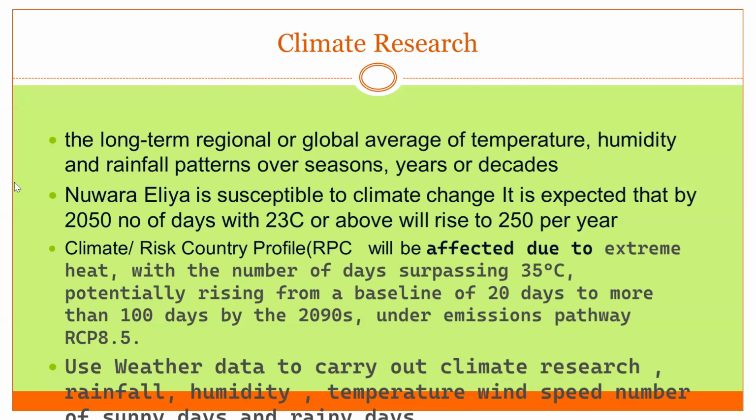Use weather data to carry out climate research: rainfall, humidity, temperature, wind speed, which determine the number of sunny days and rainy days. The number of rainy days might increase for us. And also the sunny days will become hotter in the future.